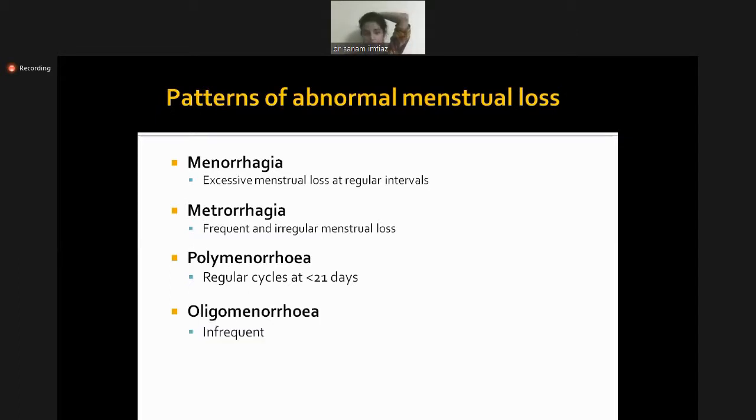Oligomenorrhea is infrequent menstruation. It could be a cycle which is prolonged. That means she becomes bleeding free for 30 days or 29 days, and she just bleeds for 5 days, 6 days, or maybe even less. Intermenstrual bleeding, like I've already discussed, is bleeding between 2 periods.